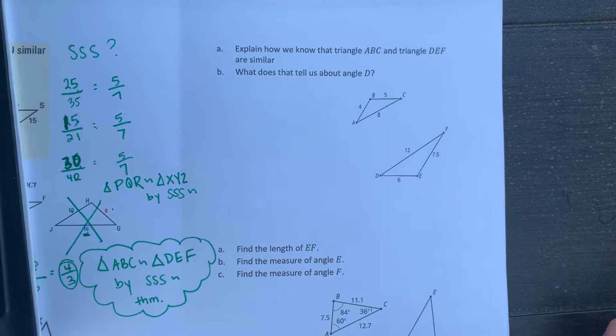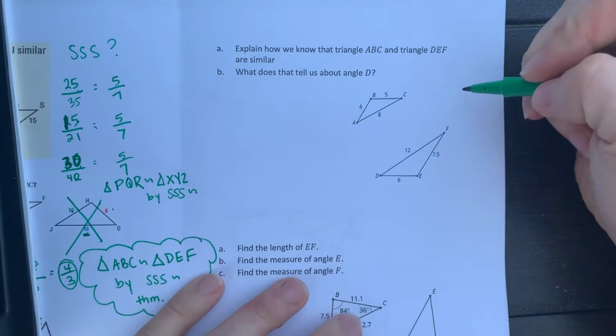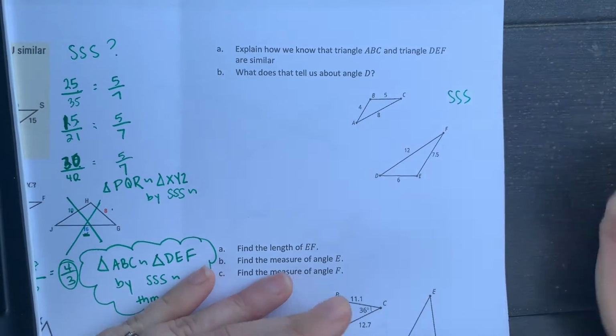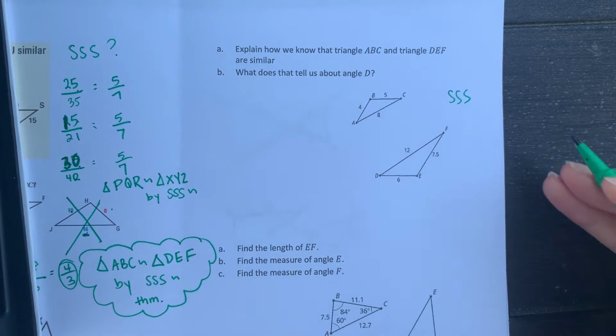Next up, we're going to explain how we know triangle ABC and DEF are similar. Taking a look at the side lengths that are given to us, since we don't know anything about the angles, the only way that we could possibly know these two triangles are similar would be through SSS, but we have to make sure that the ratios check out.